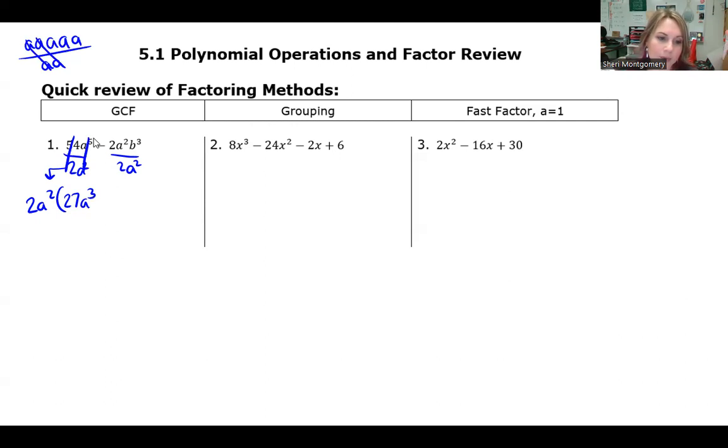For the second term, I'm subtracting. That's not going to change. I have 2 divided by 2. That is a 1. And then I have A squared over A squared. That's another thing that's exactly itself. So anything over itself is 1. And then I'm left with B to the 3rd power.